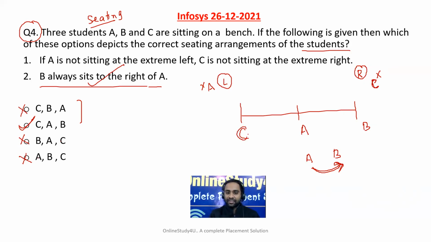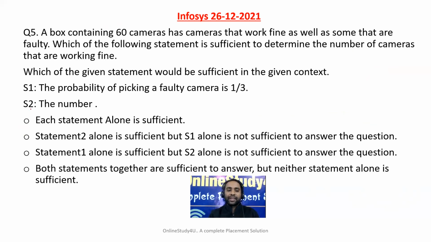Okay, correct. C is sitting at the left extreme end, and A is not sitting at the extreme left. So A is sitting in the middle. So option B will be the correct answer. So we have used the options and then we have solved it. Very good. Now question number 5.